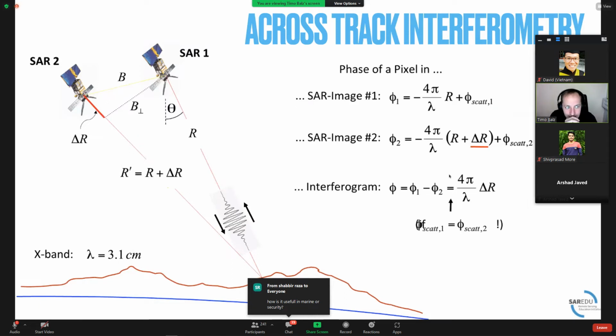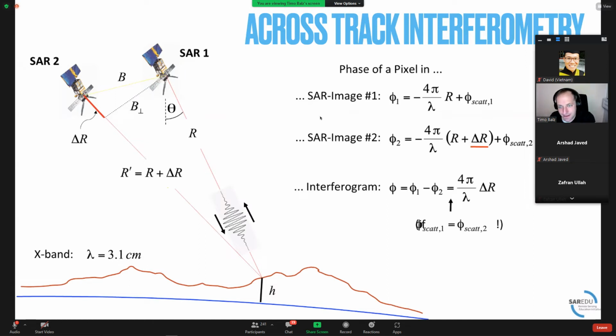However, we do not measure this phase value here in the SAR image. Because from that equation here, this phase value is what we call the unwrapped phase. That is the absolute phase that includes the absolute number of all the phase cycles that went through. However, what we at the end measure in SAR image 1 and SAR image 2 is the wrapped phase.